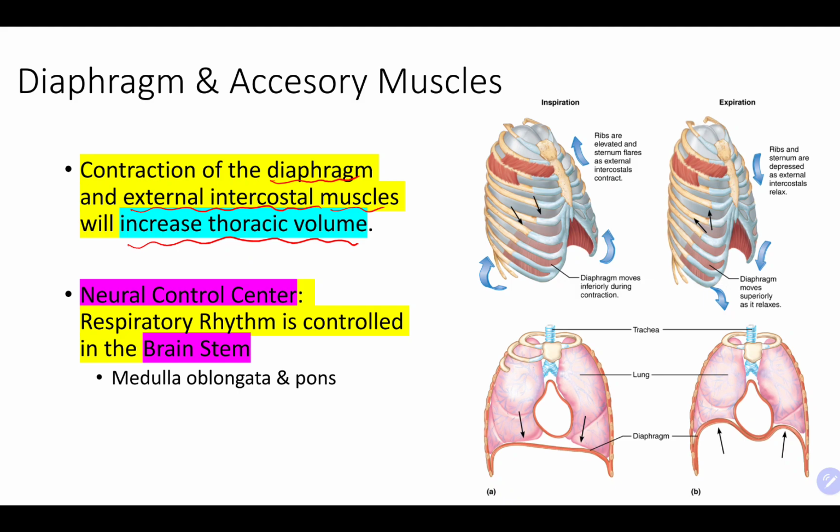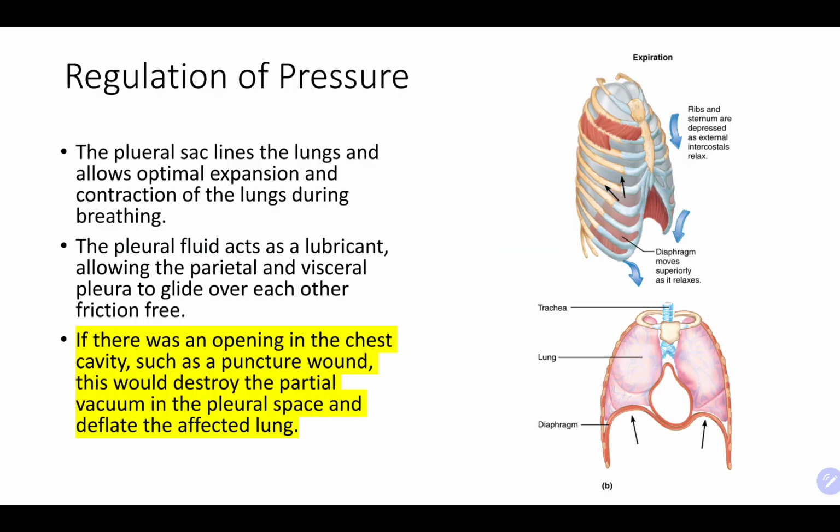Now, our respiration is controlled by our medulla and our pons, right? So part of your brainstem, your medulla oblongata and your pons, have those respiratory centers in there. That's going to control rhythmic breathing, the forcefulness of your breathing, your respiration rate, things like that.